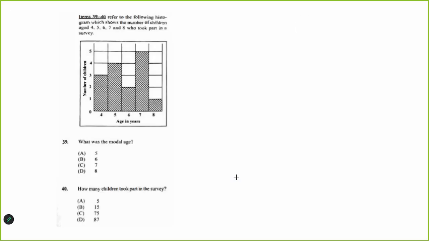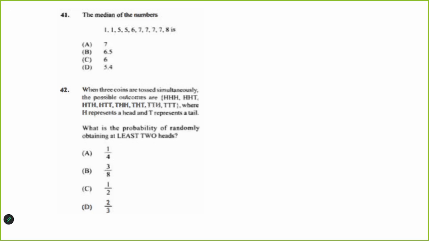Let's look at May, June 2019. What is the modal class? Let's go back to black. Modal class is 7. How many children took part in the survey? 3 plus 4 plus 2 plus 5 plus 1. That is, well, I believe it's 15, right? 5 is too low, 75 is way too large, so the answer is 15.